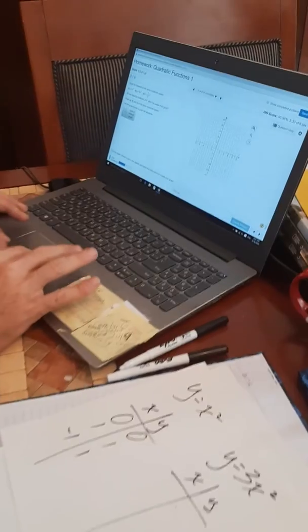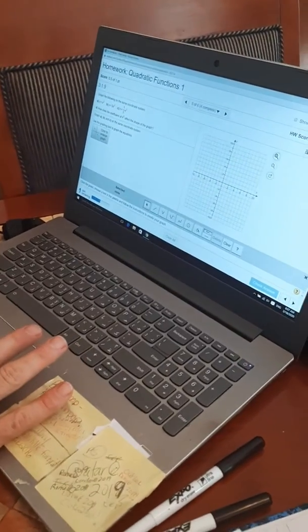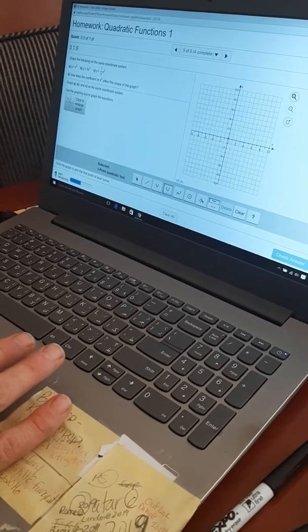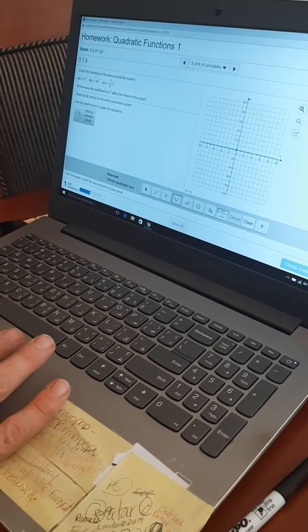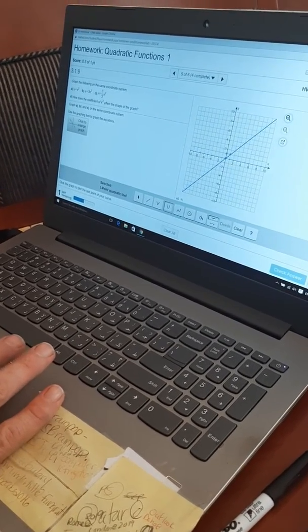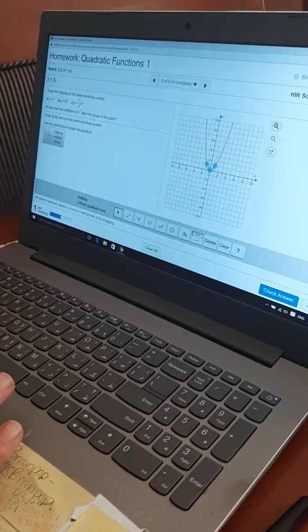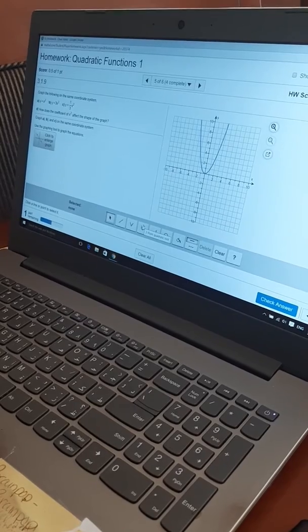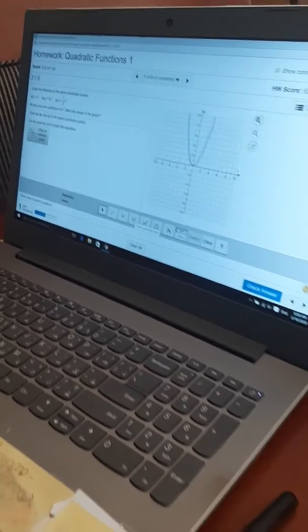Go over here, click on it. It's kind of fun. Go down here and click on the parabola. Go back up here, and I got my points: 0, 0, 1, 1, negative 1, 1. Okay? Now, oh, and it records it for me. All right, now we're going to do the second one.